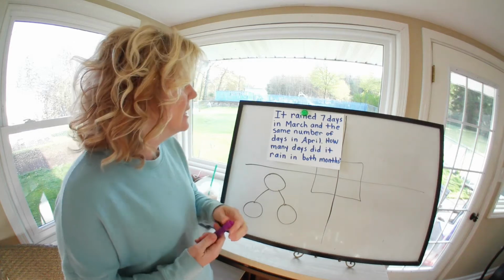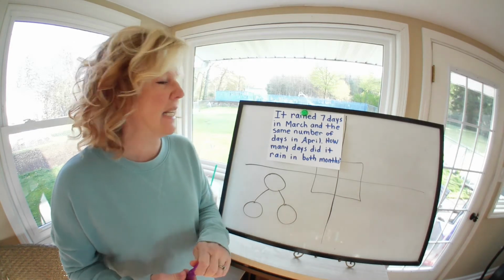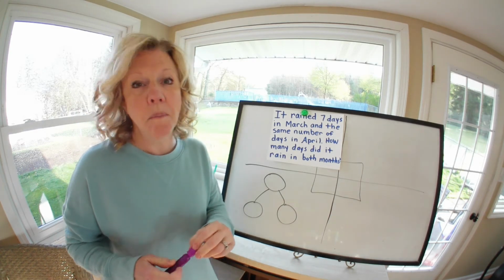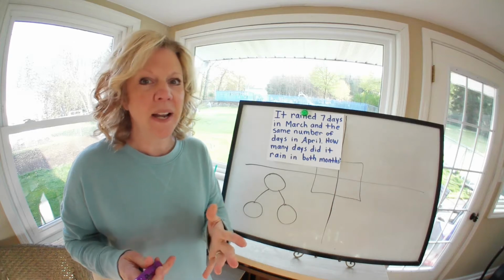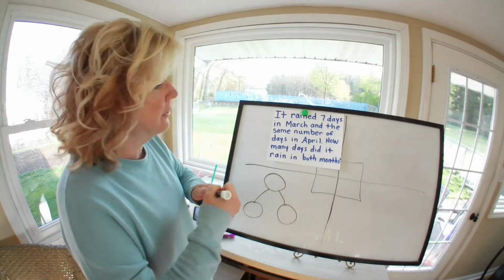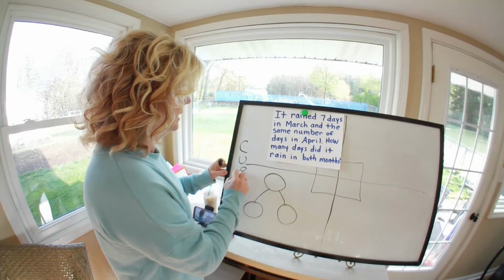Here we go. It says it rained 7 days in March and the same number of days in April. How many days did it rain in both months? Pretty tricky, right? I didn't give you both numbers this time. So let's take a look at what we do have. First thing I'm going to do is I'm going to write CUBES on the side here. So I'm going to get my CUBES written.